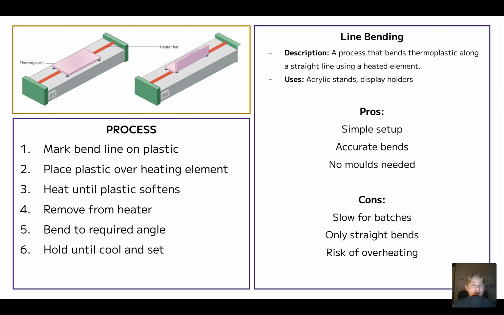So the process you need to describe in your exam would be to mark the bend on the plastic, preferably, so you know exactly where you're going to bend it. And then you'd place it over the heating element or heater bar. You'd heat the plastic until it softens, and we'd then remove it from the heater, at which point we could then bend it to the required angle for what we need. And then you just hold it until it's cooled down enough to set.